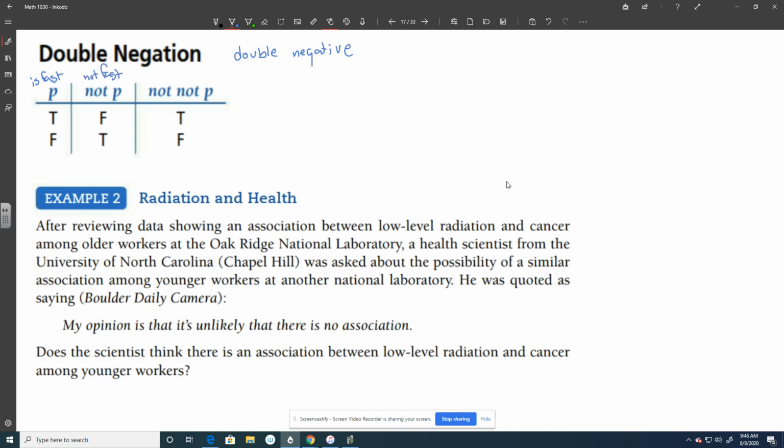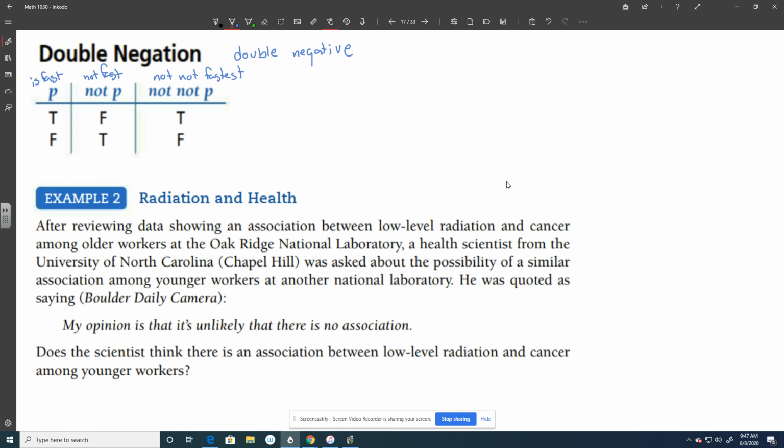So a double negation is you go one step further. We would say that it is not the case that she is not the fastest. And if you notice on the tables here, if she is the fastest, if that is true, then the statement she is not the fastest is false. So if this is true, if she is the fastest, then not being the fastest is false.